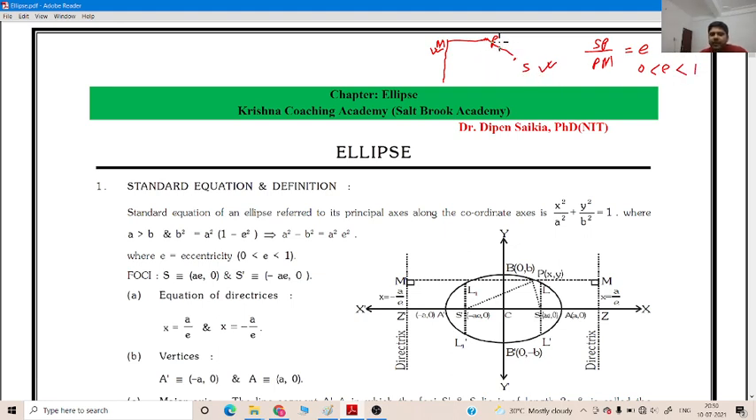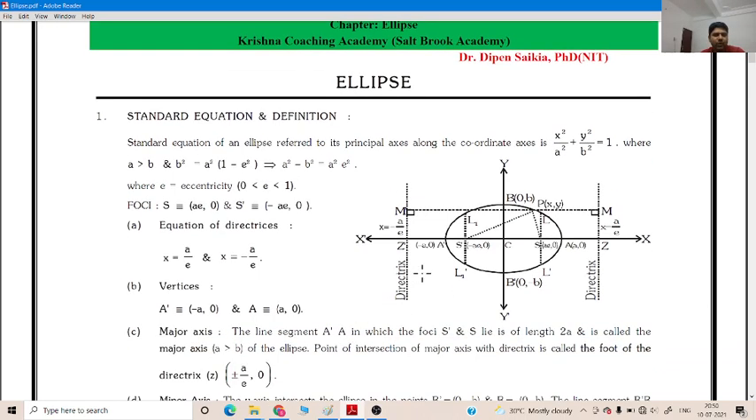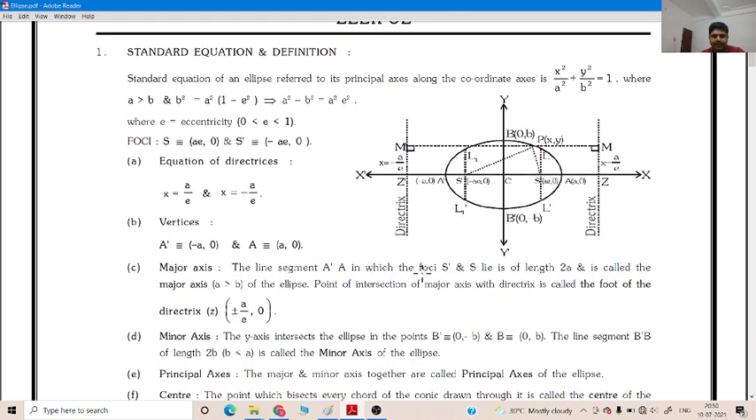Then P is the locus. If we consider all such points, as a locus we get a shape. This shape is known as an ellipse. Now we discuss the standard equation of the ellipse.